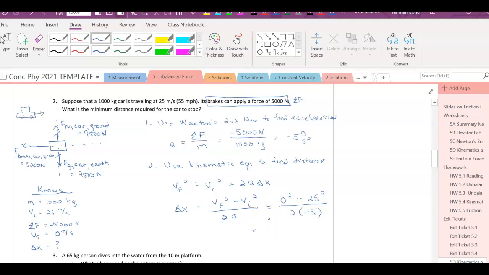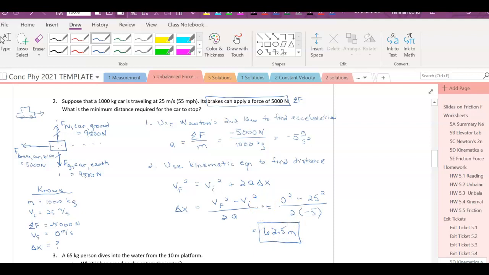If you notice, my two negative signs here are canceling, and so the displacement is going to be 25 squared divided by 2 divided by 5. And that's 62.5 meters. That's the answer that we're looking for.